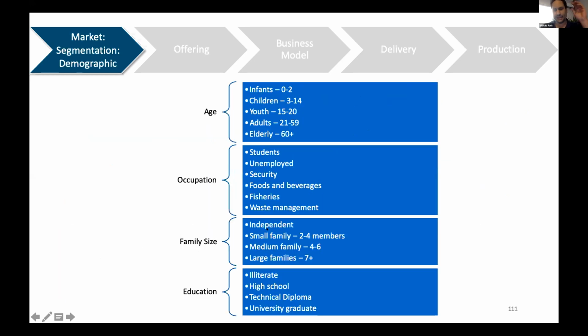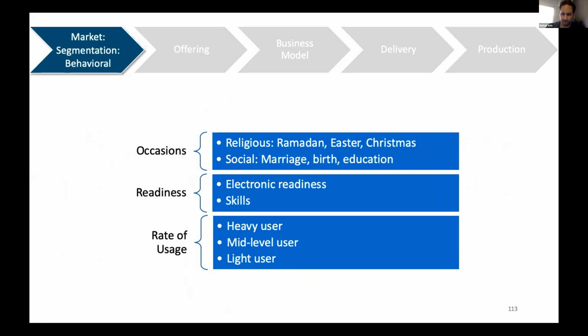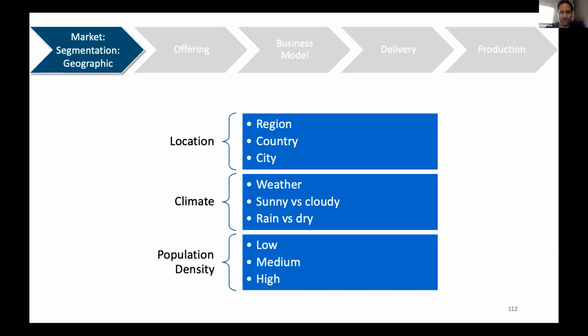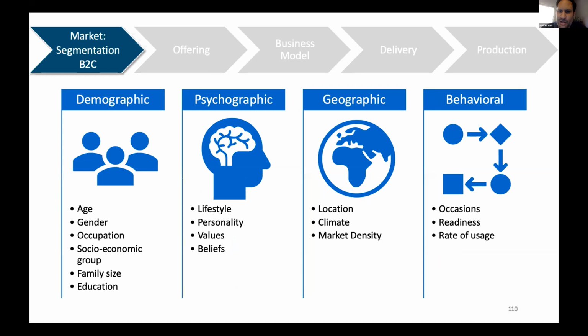And the slide after this is just saying the same thing again. The age, just to get more information. Age, occupation, family size, education, location, climate, and things related to occasions, readiness for technology. Are you a heavy user of internet, light user of internet? Okay, so I want you to really focus on the first three: demographic, psychographic, and geographic.